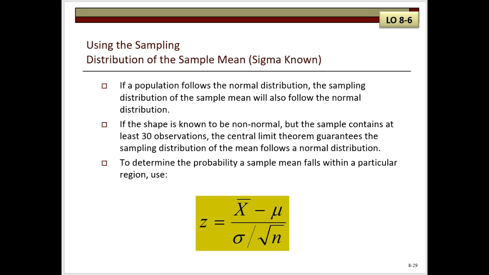On the side is the formula for computing the z-score for a given sample mean. We use this formula to determine the probability a sample mean falls within a particular range. The numerator of the z formula is the sampling error of the sample mean. The denominator is the standard error of the sample mean. Once a sample mean is converted into a standardized z-score, we can determine its probability using the procedures we learned in Chapter 7. We'll show you how to do this on the next few slides.